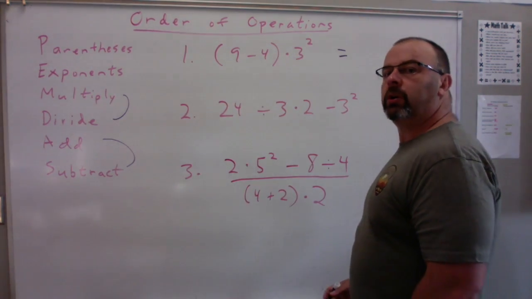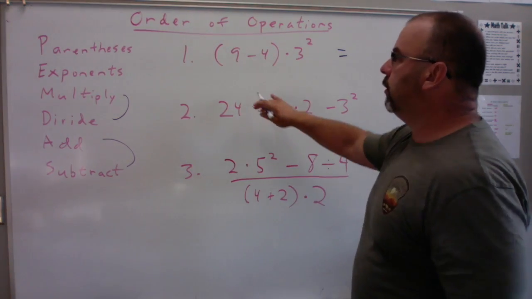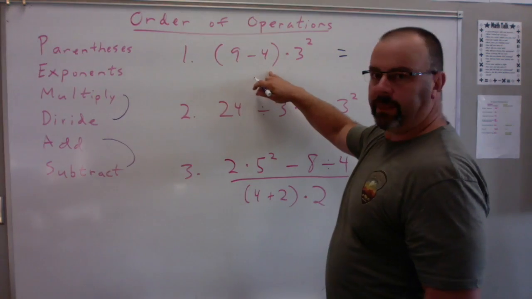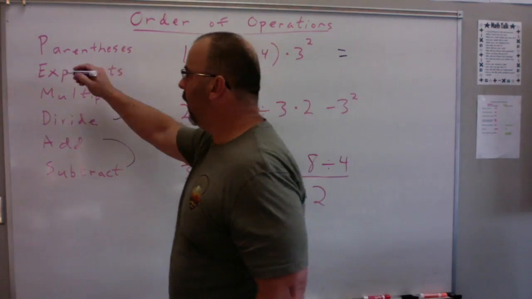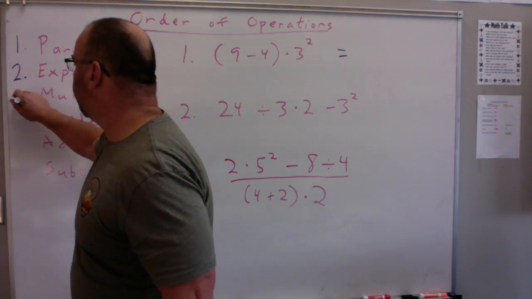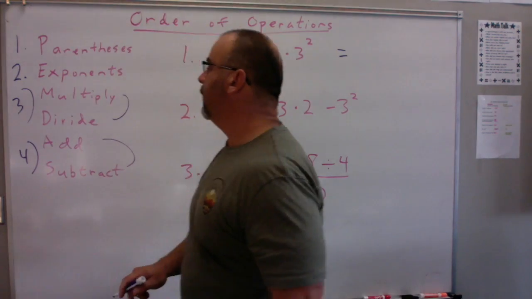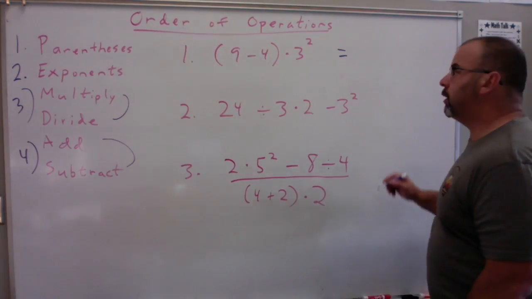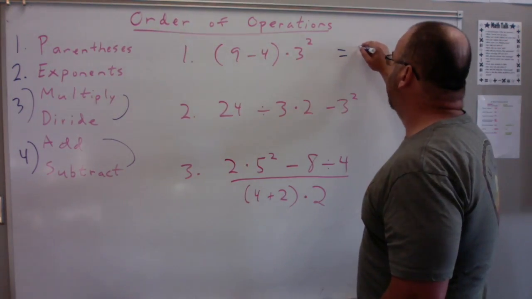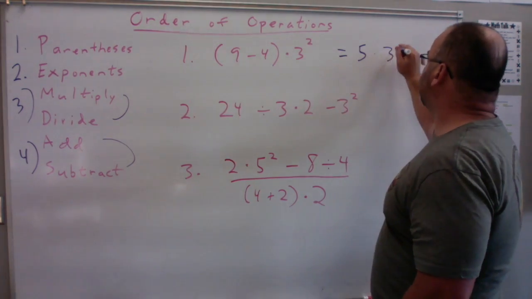All right, so I want to share this with you, okay? I want to go with what's in the parentheses, right? That's always number 1. So this is number 1, this is number 2, and this is number 3, both either or. And this is number 4. So I'm going to go 9 minus 4 is 5. 5 times the exponent of 3 squared.